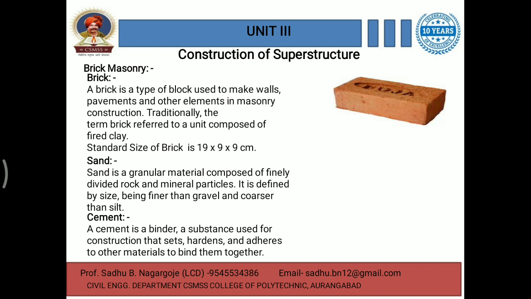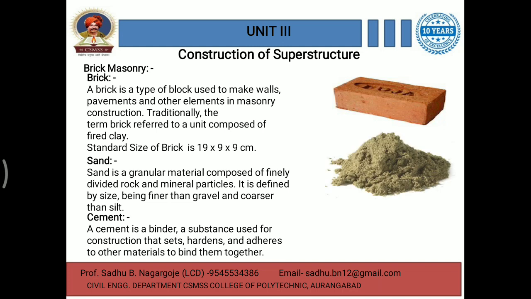You can clearly see in the diagram the elevation face, or the front face of the brick, which is longer. The longer length of this brick is 19 centimeter, then its height is 9 and width is also 9 centimeter. Then the second component of brick masonry is sand. Sand is a granular material composed of finely divided rock and mineral particles. It is defined by size, being finer than gravel and coarser than silt. It means sand is finer than gravel and coarser, or we can say larger, than silt.